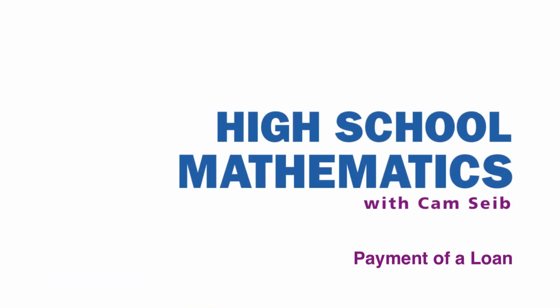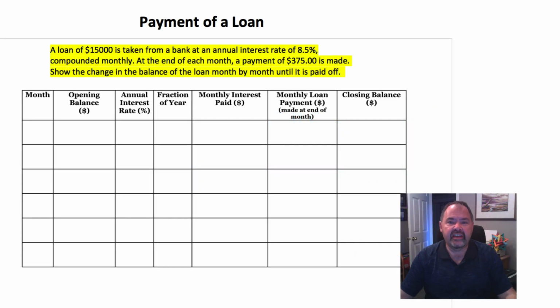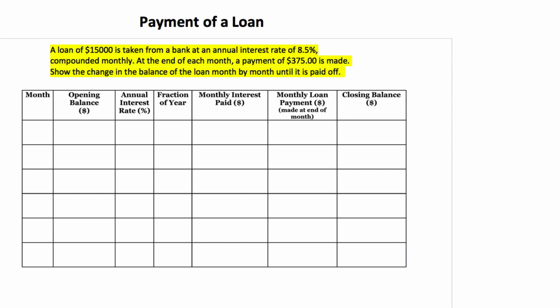At some point in your future, it's likely that you're going to have to borrow money, get a loan from a bank to cover a major expense, such as a house, a car, or some other event. So let's take a look at the process involved with getting a loan, paying a loan, and the cost of a loan. So the situation we have here is we have someone getting a loan of $15,000.